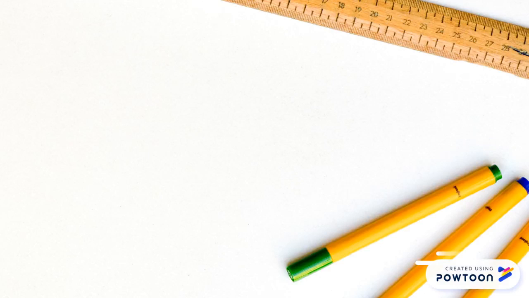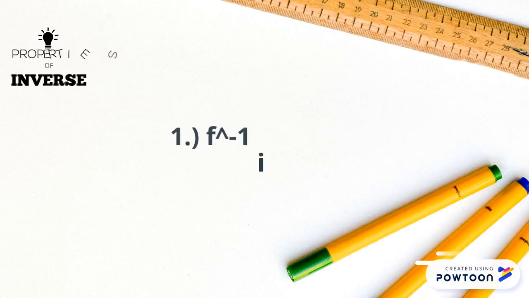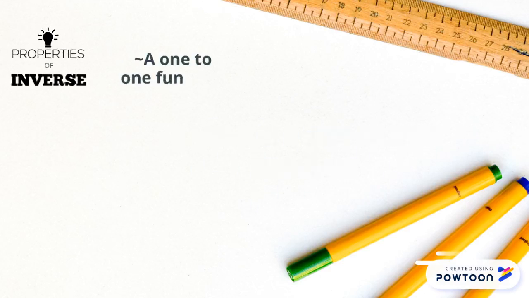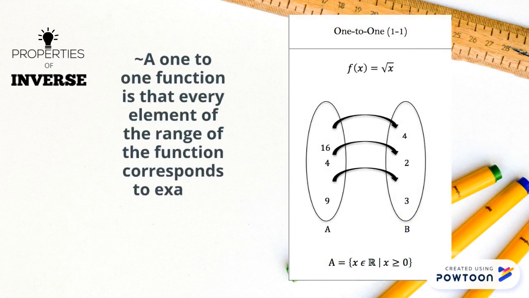Okay? Now, we will show you the properties of an inverse. There are 3 of them. The first one is that f inverse is a one-to-one function. A one-to-one function is one where every element of the range of the function corresponds to exactly one element of the domain.